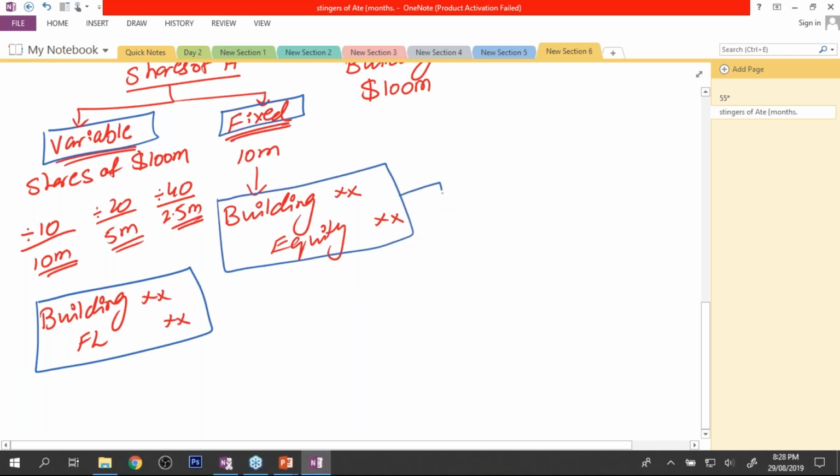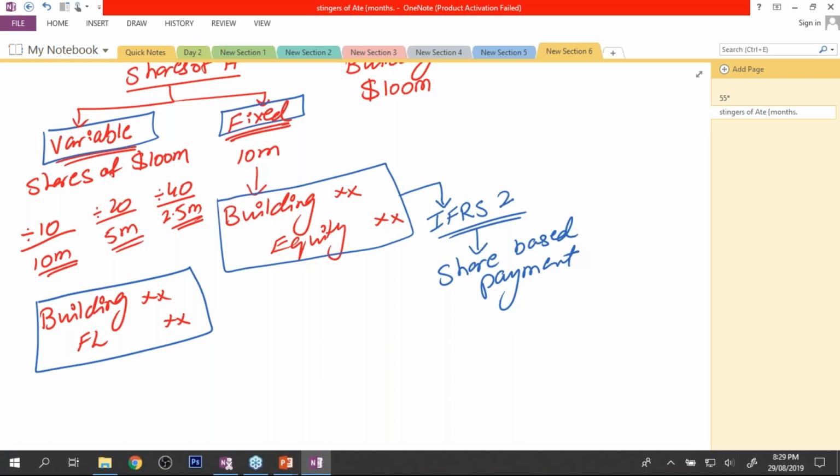And this is a case which is not going to be dealt with by IAS 32 or IFRS 9. This is going to be dealt with by IFRS 2 because it is going to be treated as a share based payment. So only where we are issuing the shares, whether variable or fixed in number, we treat it as a share based payment transaction.